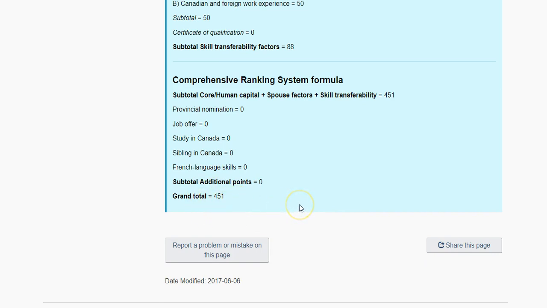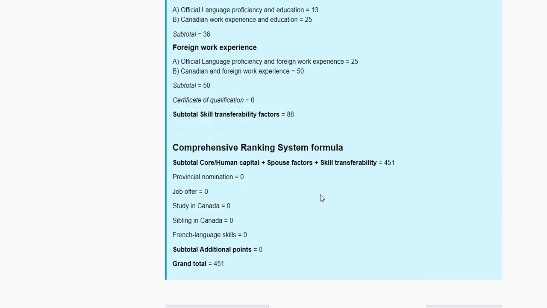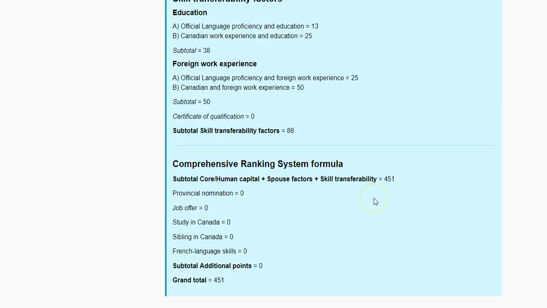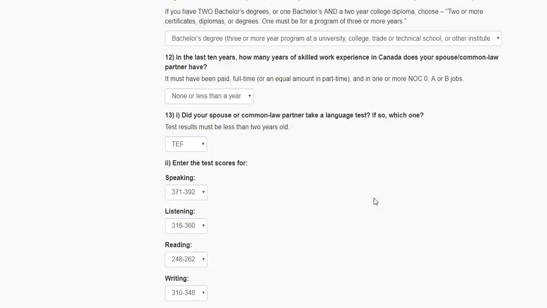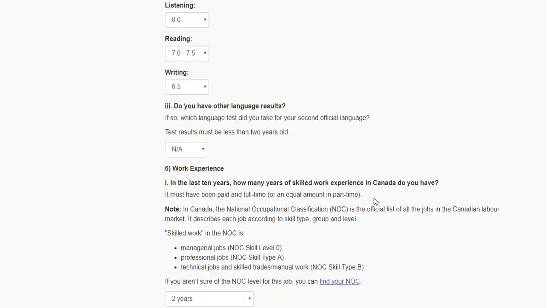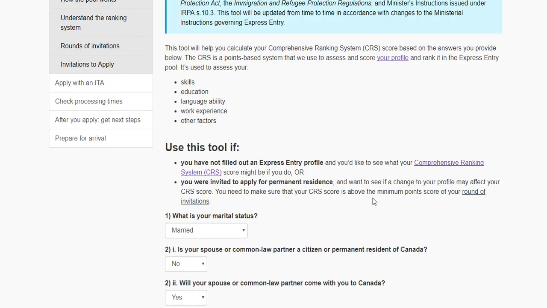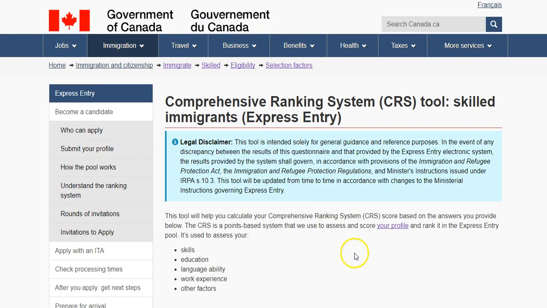Okay, and how can I use this number? Well, in the next section, that 451 is actually my score on the CRS. So how do I know that I have a probability of being invited to apply for PR? Well, I need to check the previous rounds of invitations. So if I go here, the round of invitations, it's gonna take me to another page.